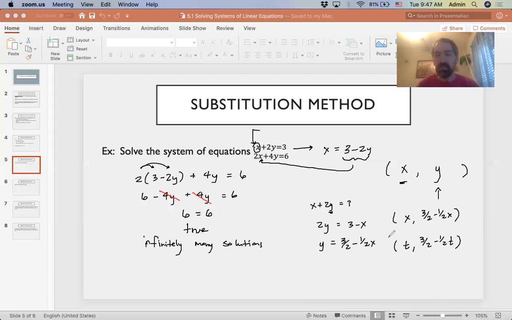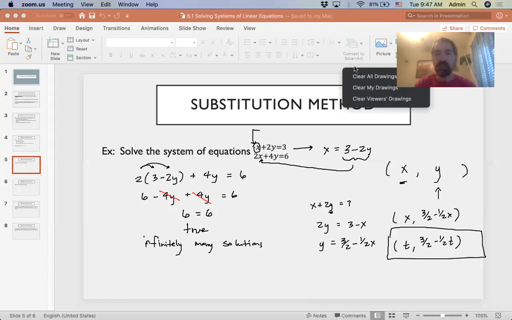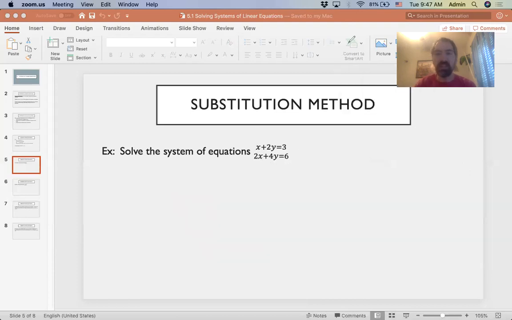Either one of these, depending on the directions, is the solution in the case where you have infinitely many solutions. And on a test, I don't want you to write "infinitely many solutions." I want you to write this general formula for the ordered pair of the solutions. Okay, let's move on to a second example.